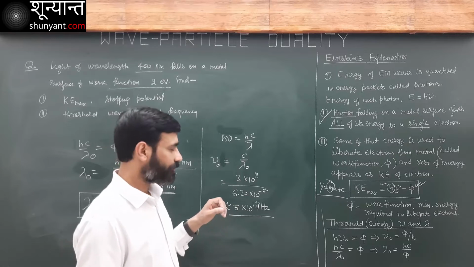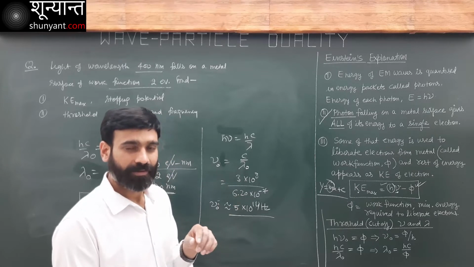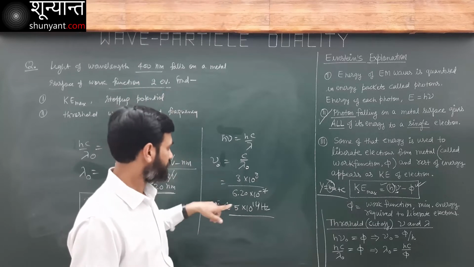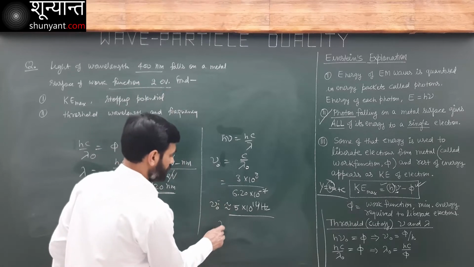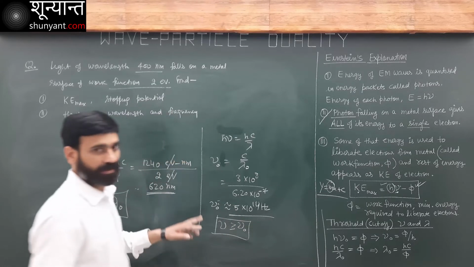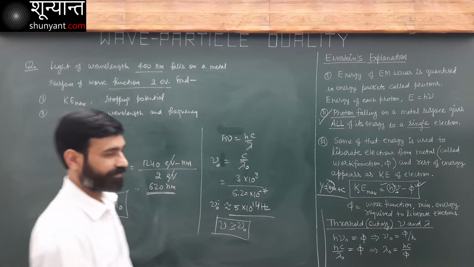I want the electron to come out with some kinetic energy. Energy should be more than this work function. That means this frequency should be more than this. So this frequency should be more than or equal to threshold. Only then electrons come out.